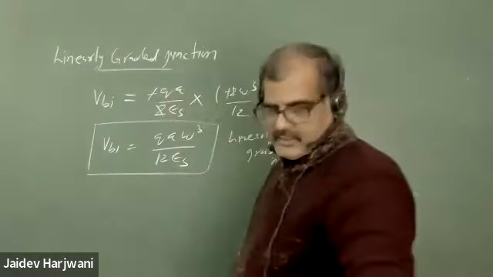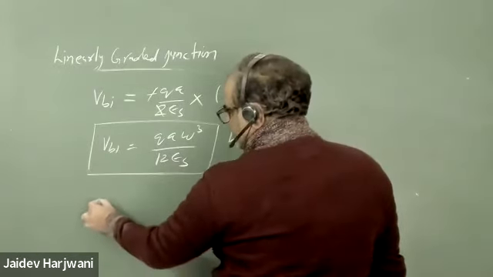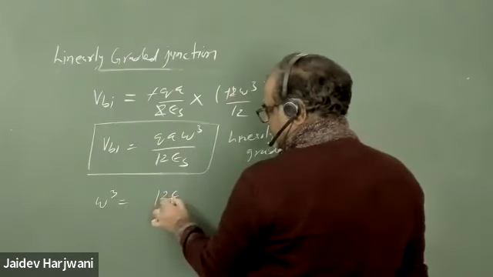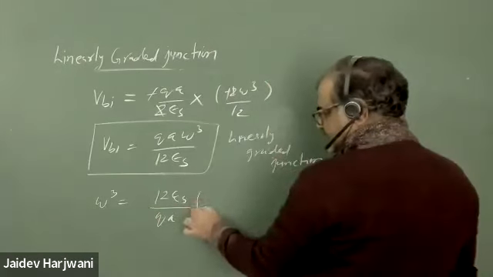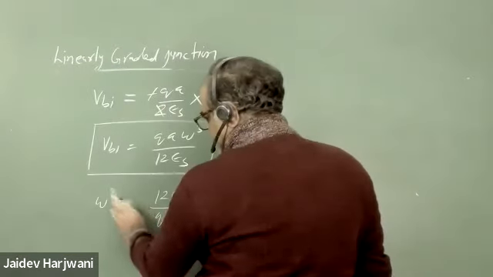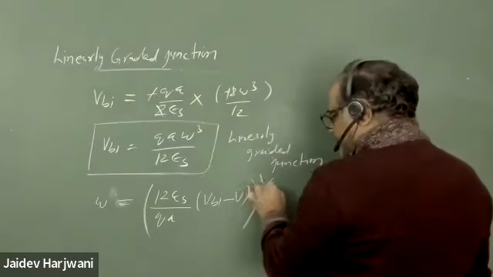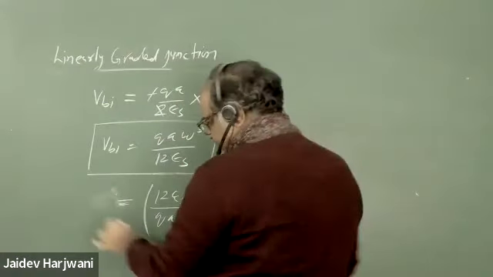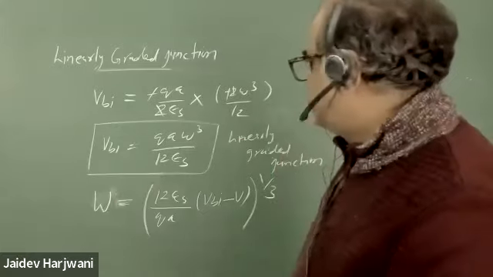And now you can write ω cube as 12 εs upon qA. Instead of writing V_BI, you can write V, the general expression, and for this W you put power 1 by 3. So this is the relation we are interested in, because the question asked from this relation.